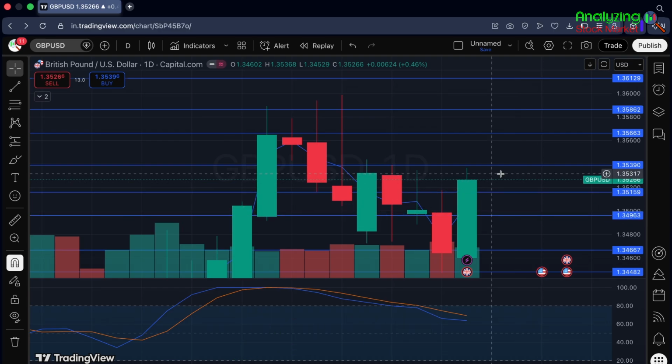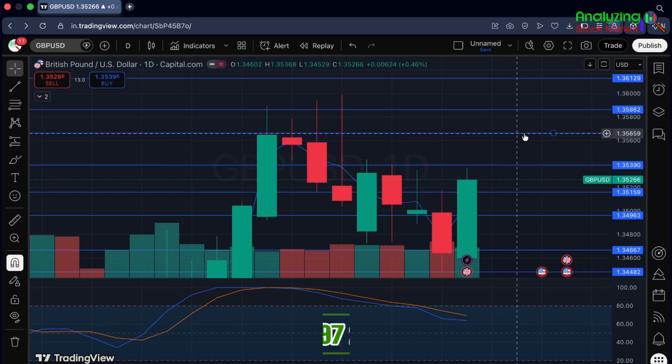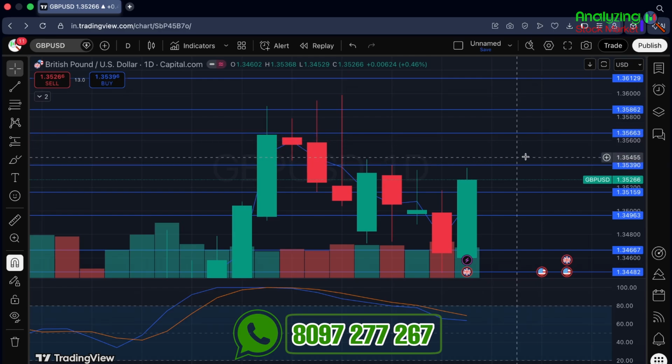According to the previous week's momentum, I'm expecting a positive closing in this range, that is 1.35390 to 1.35663. I'm expecting a positive closing in this range.